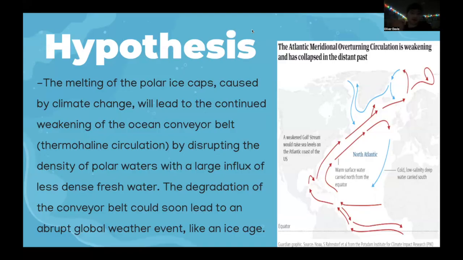So here's my hypothesis: the melting of the polar ice caps caused by climate change will lead to the continued weakening of the ocean conveyor belt by disrupting the density of polar waters with a large influx of less dense fresh water. The degradation of the conveyor belt could soon lead to an abrupt global weather event like an ice age.